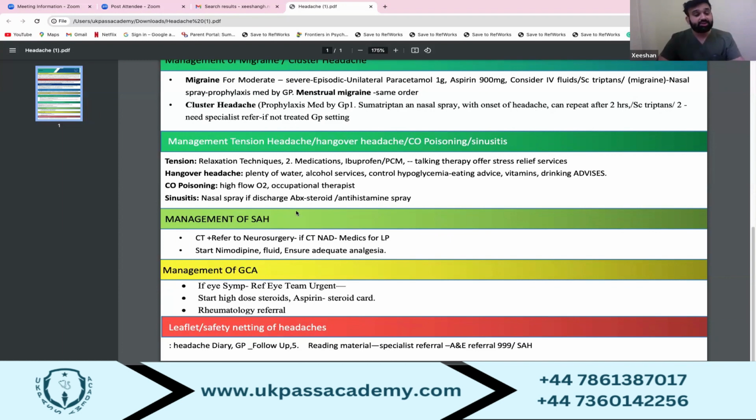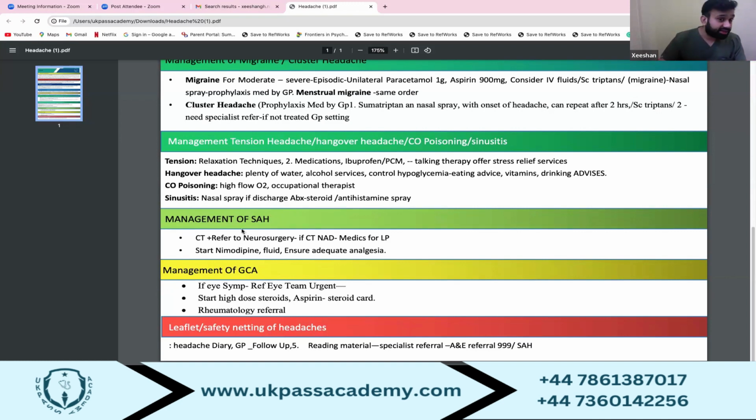So the treatment is that I would like to give you high flow oxygen and occupational therapist, and I would like to advise you not to go to that home until it's being fixed. So that is carbon monoxide, and again you can give paracetamol as well. Sinusitis, again you will give nasal spray. If discharged, antibiotic and steroid. Antihistamine you can give because it's related to the allergies.